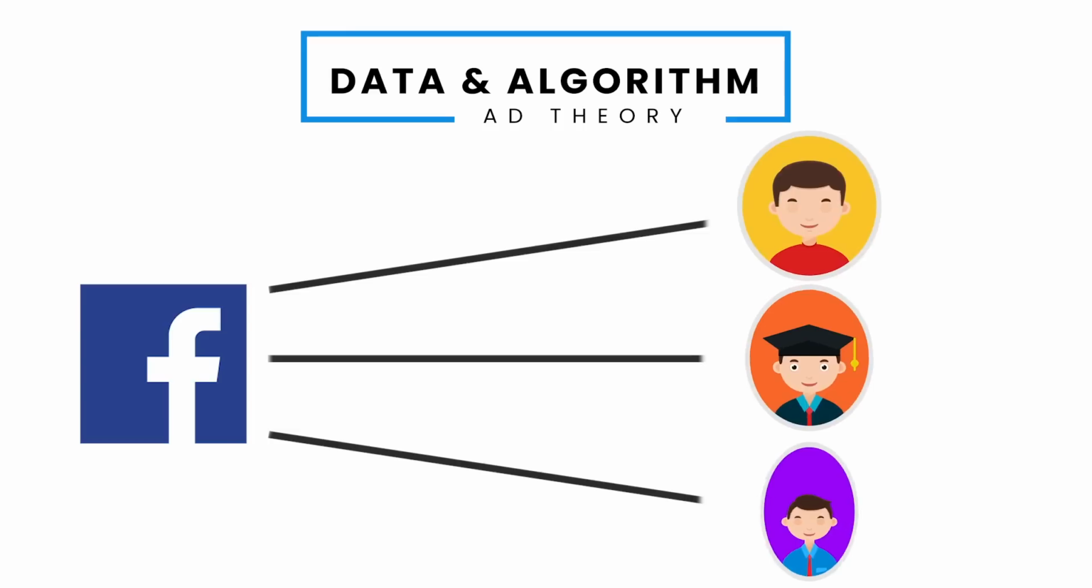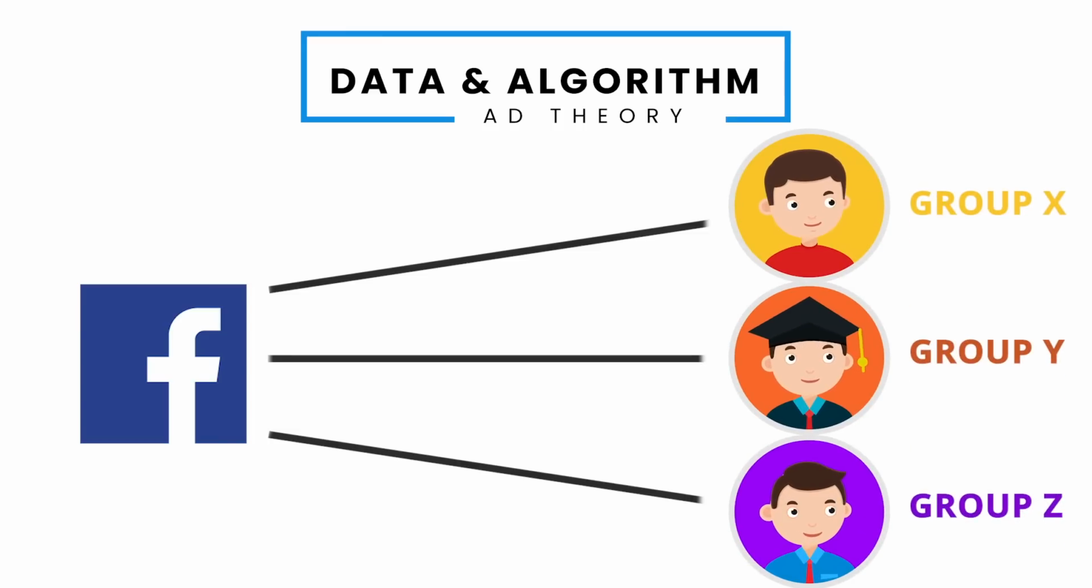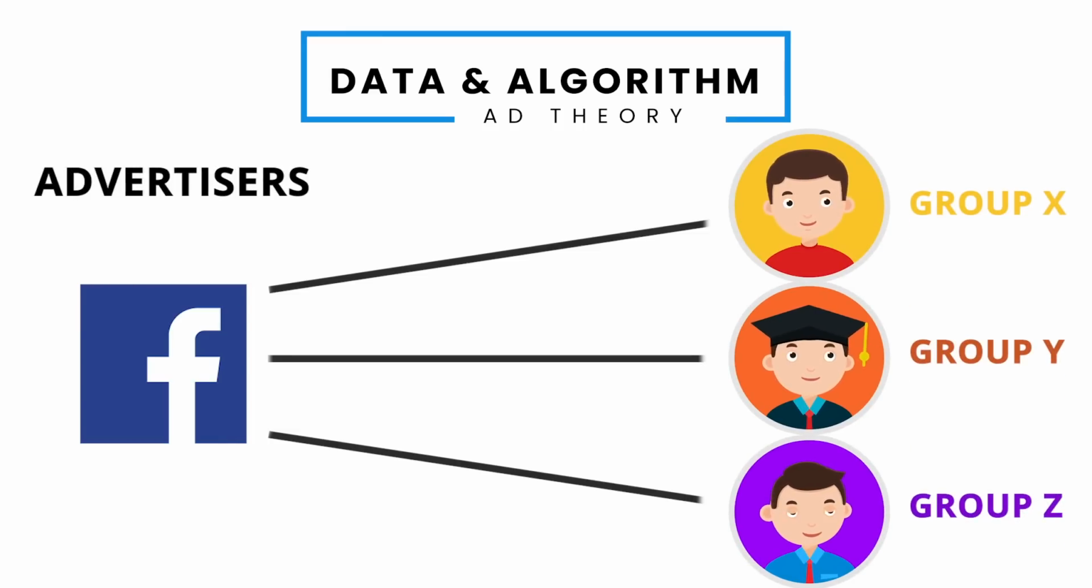Facebook gathers thousands, if not millions, of data points on their users, like age, gender, and habits, then sorts all of this information to group users into thousands, if not millions, of unique categories. By categorizing their users, Facebook gives advertisers a huge advantage by allowing them to target very precise groups of people.